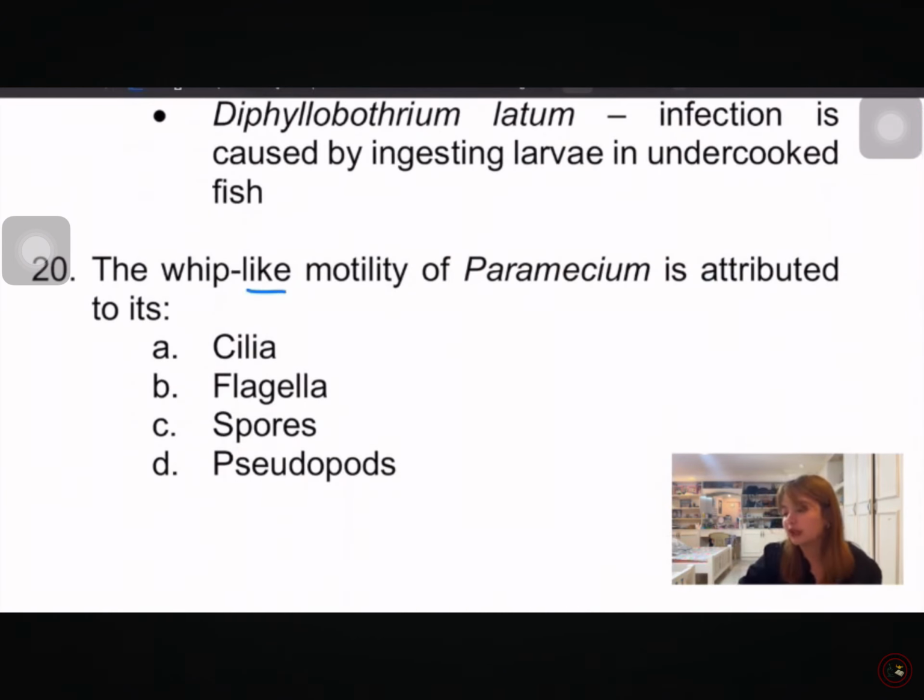The whip-like motility of Paramecium is attributed to its, the answer here is cilia. Guys, huwag kayong papalito. Baka pag nabasa nyo yung whip-like, isipin nyo agad, whip-like, flagella. No, it's cilia. Paramecium has cilia.